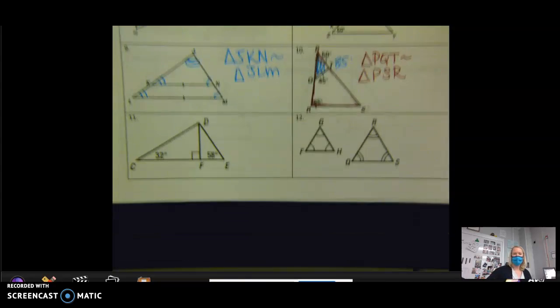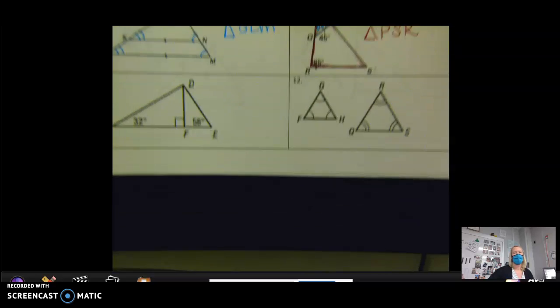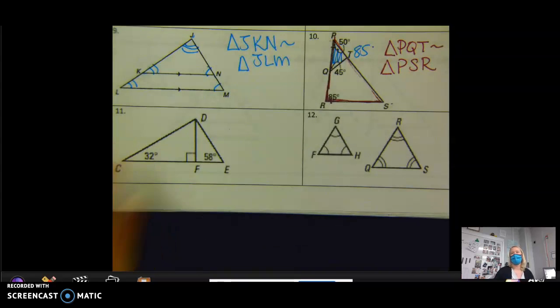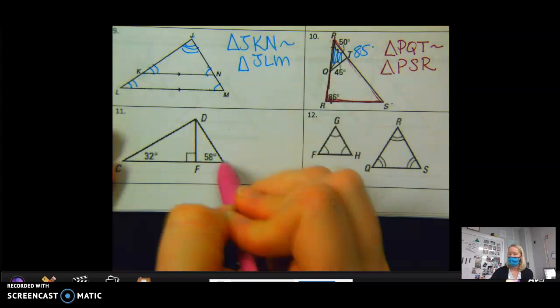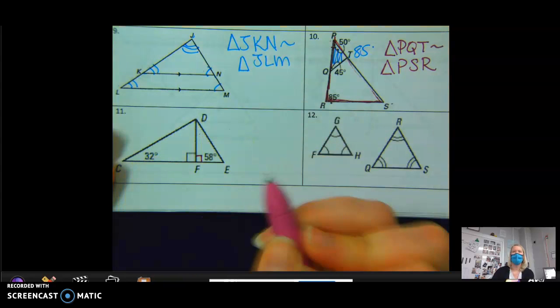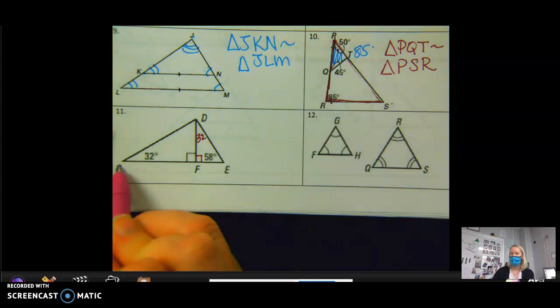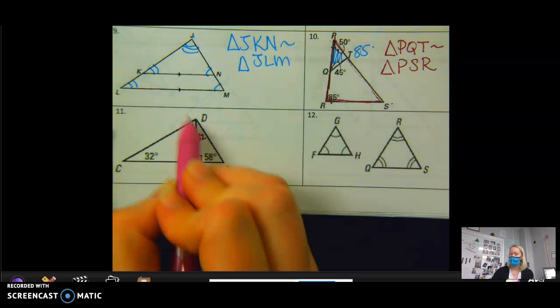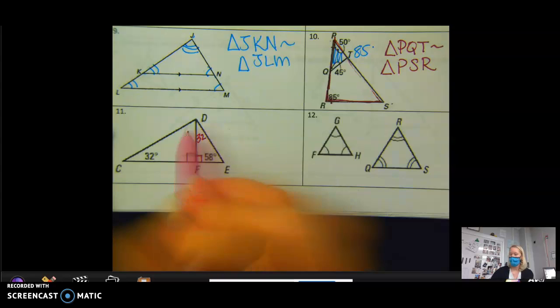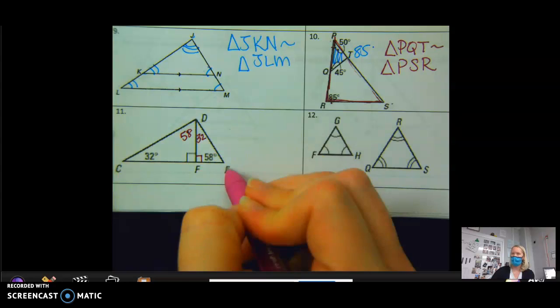All right, two more. How many triangles does 11 actually have? There are 3. We have the small one. It's a 58 degrees. This is 90 degrees. How many degrees would be up top then? 32. We have the medium-sized one, which is 32, 90, and how many degrees would be up top here? And then we actually have a larger one that goes D to C to E.